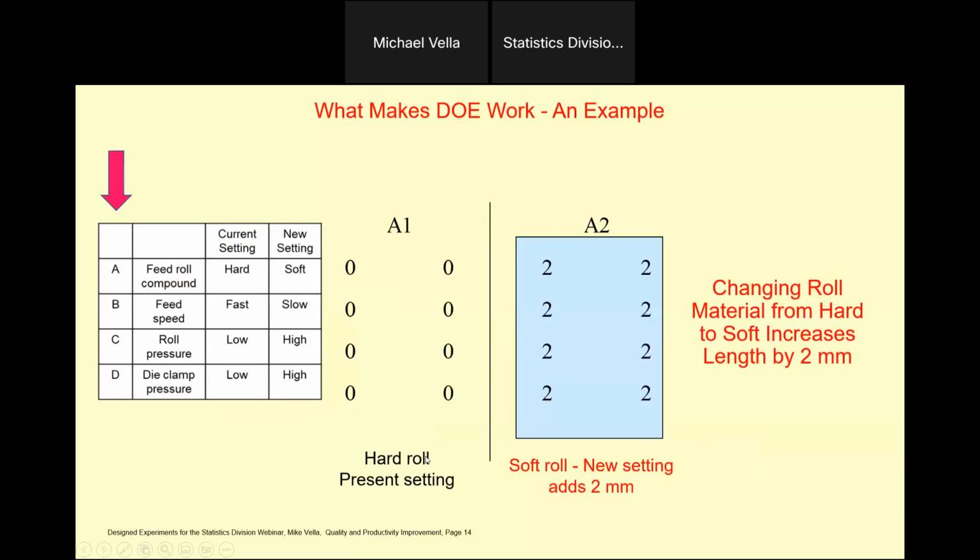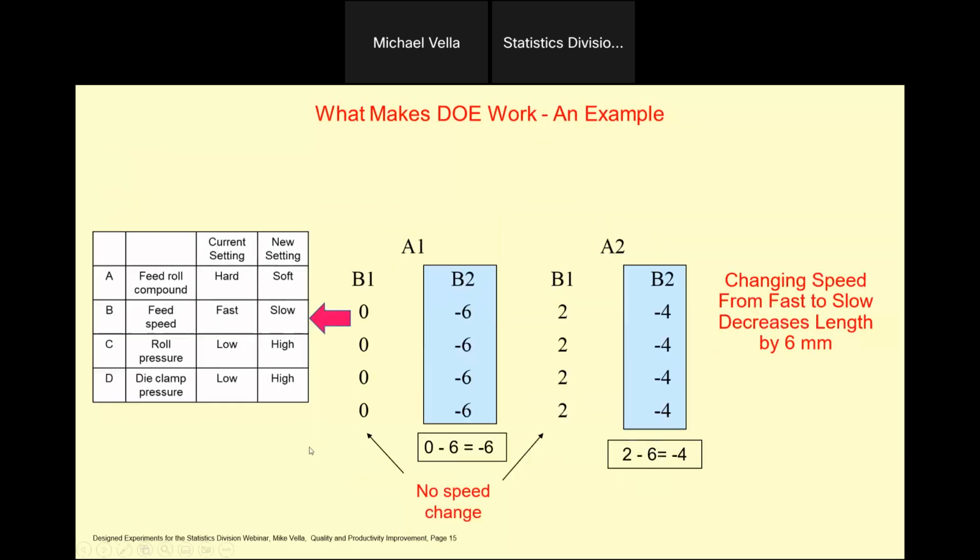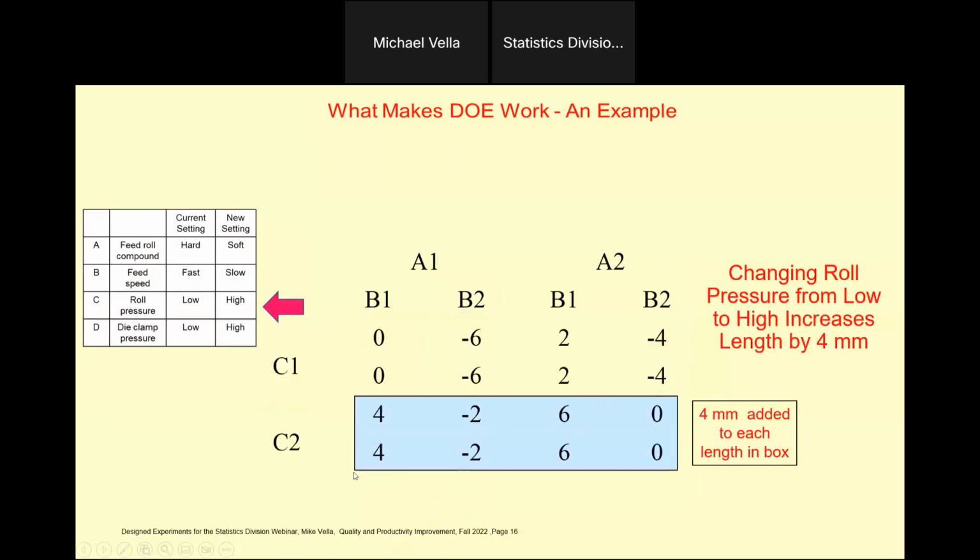So we start. The first thing we'll do is change the feed roll compound from hard to soft. And when we do that, we see that the material change from hard to soft increases length by 2 millimeters. Factor A goes from A1 to A2. Next, we'll go to factor 2, feed speed, and feed speed decreases the length by 6 millimeters. So now A1, A2, now we have a B1, B2. You see that we drop that by 6.